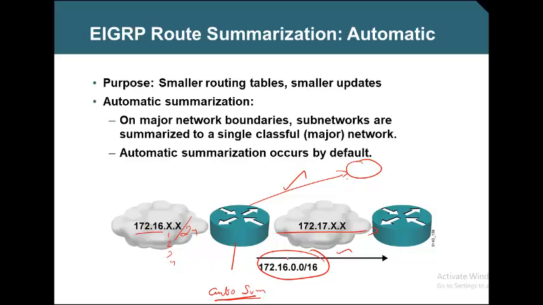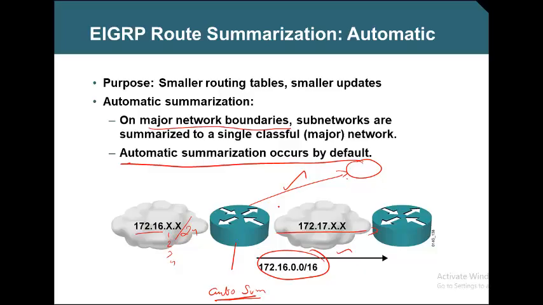And by default, automatic summarization is enabled on the older version. It will round it to the major network boundary. It means classful boundaries, major network boundaries. See, it is a classless protocol. Still, it is a classless protocol. But when advertising a metric, by default, it advertises by summarizing it, rounding it to classful boundaries.